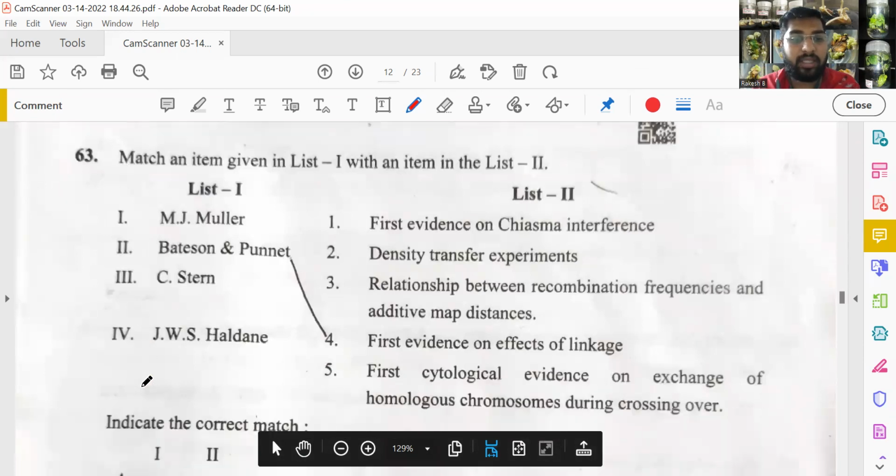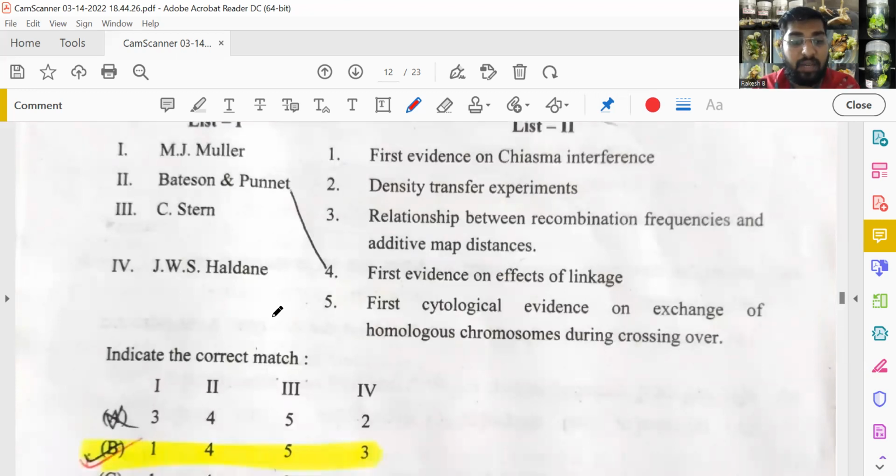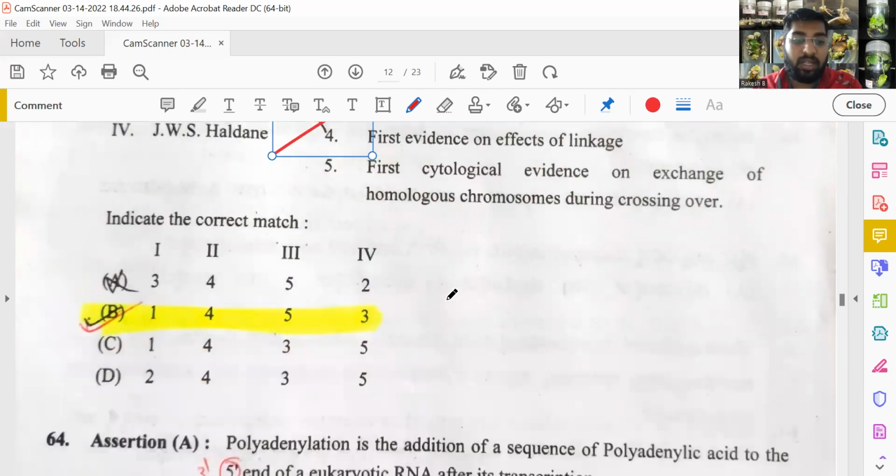Match the following with this list. Here, if you know any one of these, you can find out the answer. Haldane is the one who did all the evolutionary relations, phylogeny and so on. JBS Haldane was the one who gave the relationship between the recombination frequencies and additive map distance. So based on that, option B is the right answer.